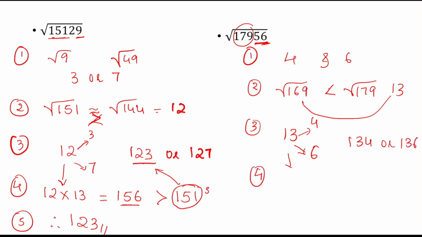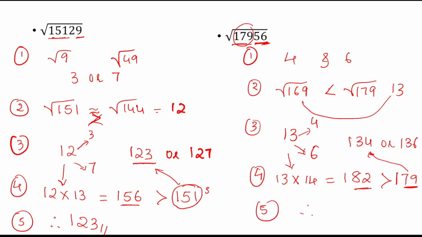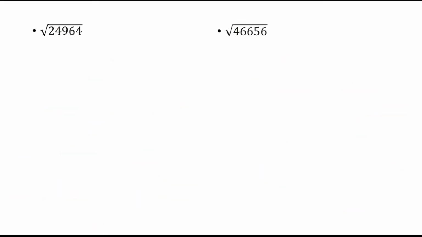So how will we know that? Multiply 13 with its next number. So 13 into 14, which is nothing but 182. Now compare 182 with 179. 182 is greater than 179. That means 179 is less. Okay. Since 179 is less, take the lesser number, that is 134. Therefore, square root of 17956 is 134. Next one, square root of 24964.